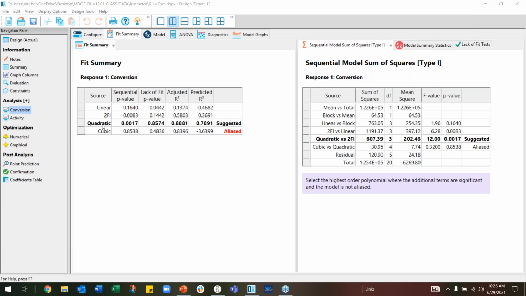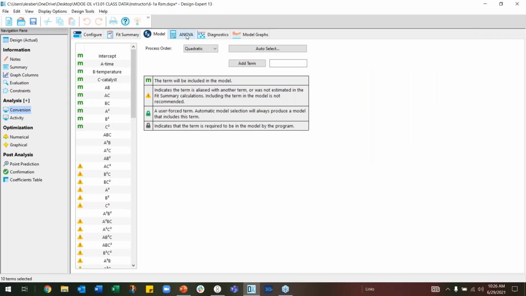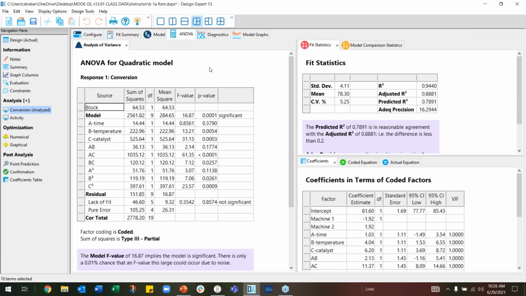And the quadratic model is a suggested model. It has a significant p-value. It has no significant lack of fit, and it has good adjusted and predicted R-squareds. So that's a good starting point. We're going to go ahead and use that. Whatever the software suggests is the default model.